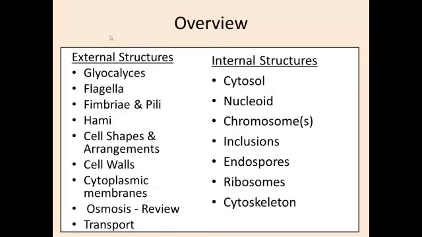So, we've covered the external structures, now we're going to cover the internal structures. The cytosol, nucleoid, chromosomes, inclusions, endospores, ribosomes, and cytoskeleton.